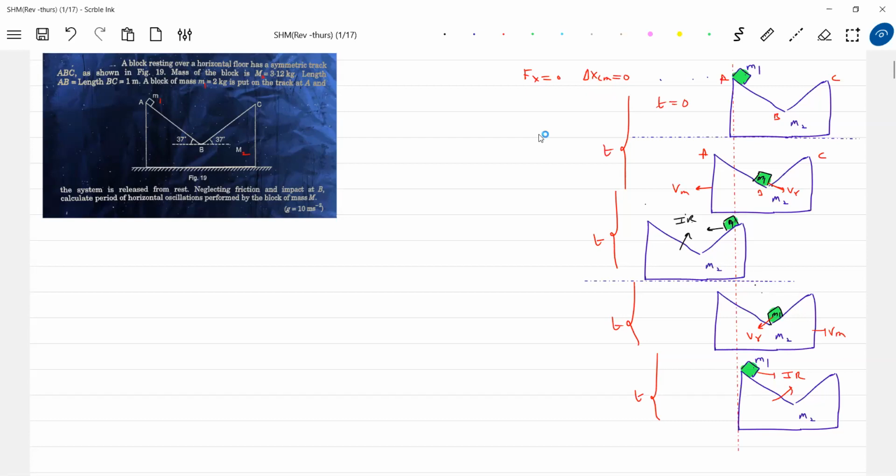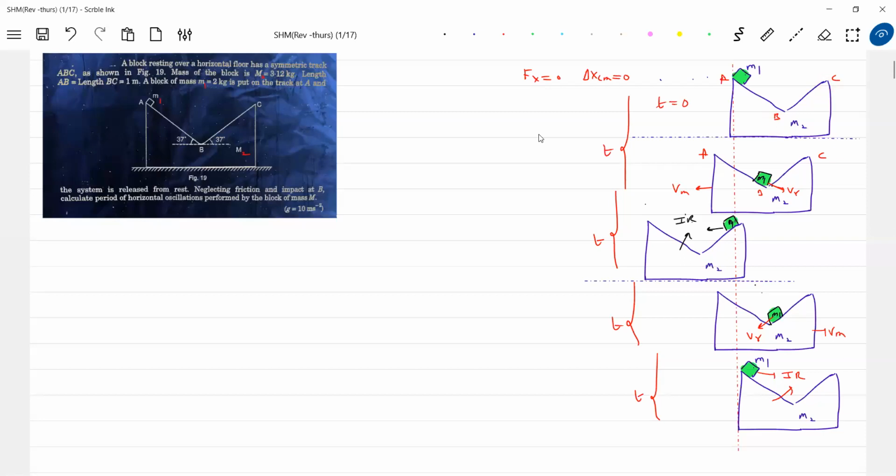But it didn't ask anything about the shift. It directly asked the time period of oscillation. So let's get, how come these two times will be the same? So what I am claiming is, whatever time the block will take to move on the wedge from A to B, the same time the block will take to move from B to C. Is it possible?